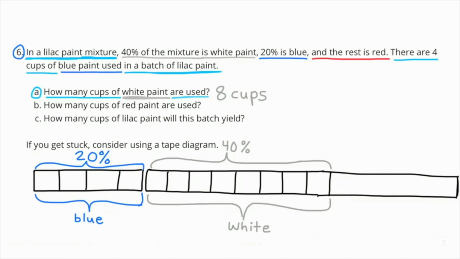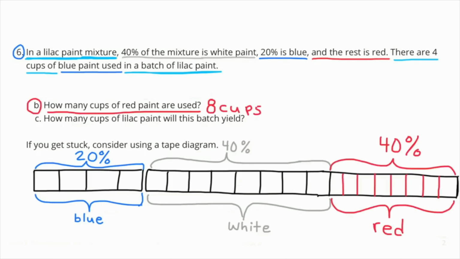Well, they tell me that blue paint represents 20% of the mixture and that there's 4 cups of blue paint. So if you double 20%, you get 40%. And that's the percentage for the white mixture. So we'd also have to double the 4 cups. If we double 4 cups, we would get 8 cups. So 8 cups of white paint would be 40% of the mixture. There are 8 cups of white paint used.